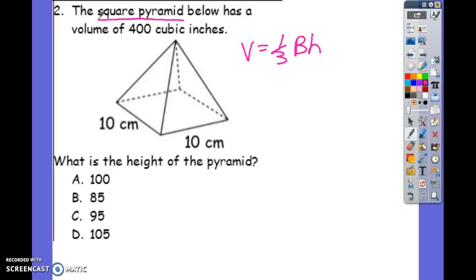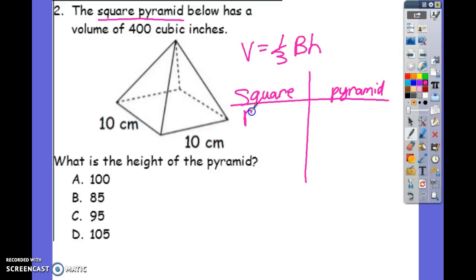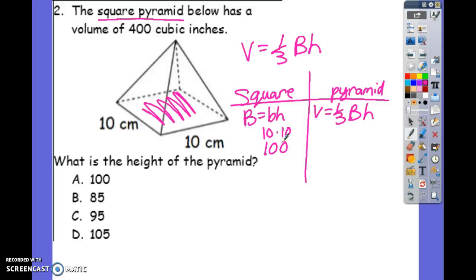So I want to use my T-chart. So I have a square pyramid. So I know the formula for the area of a square is going to be base times height. And for the pyramid, volume is equal to 1/3 area of the base times the height of the pyramid. So I want to shade in my base. It's a pyramid, so I'm only going to have one base. And it's telling me that my base is going to be a square. So I need to do 10 times 10, which is 100.